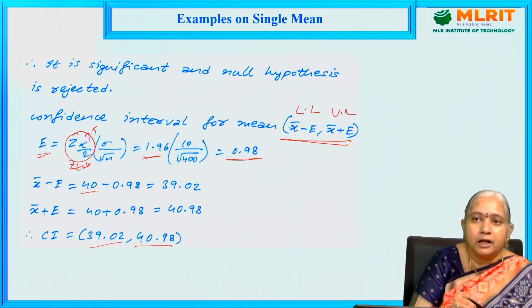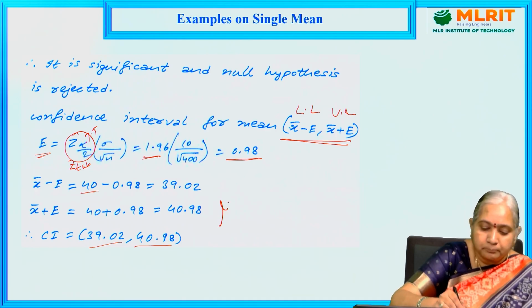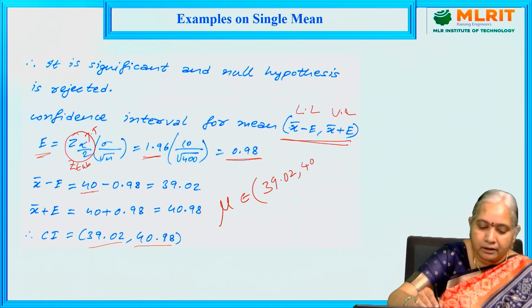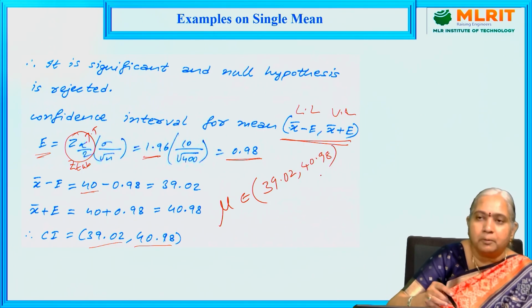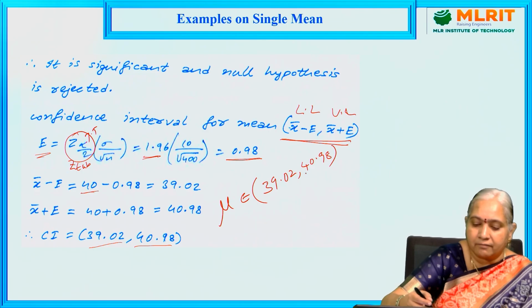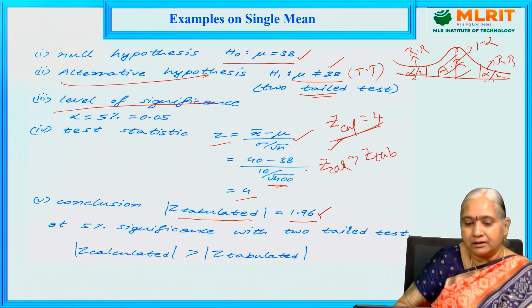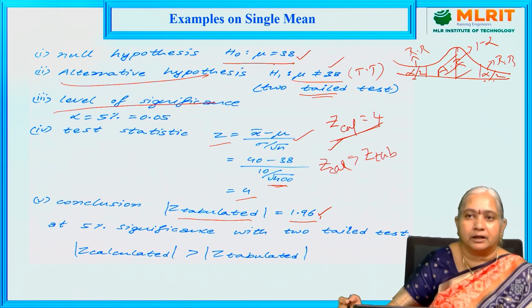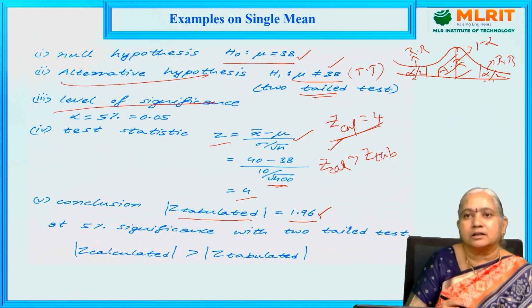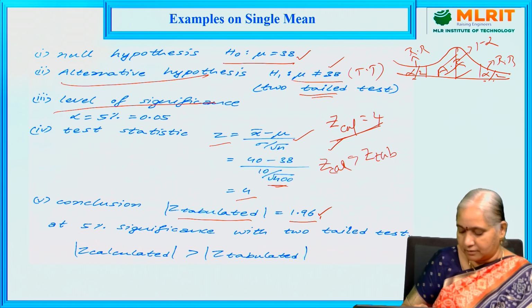So the population mean mu belongs to this interval, 39.02 and 40.98. That means mu should be greater than 39.02 and less than 40.98. But our claim is mu equal to 38. So that's why we rejected the null hypothesis.